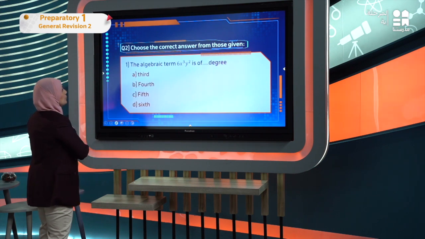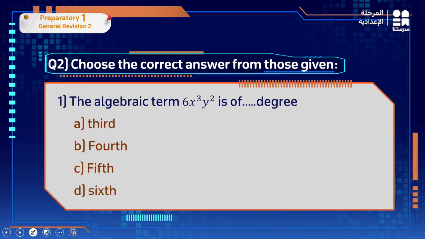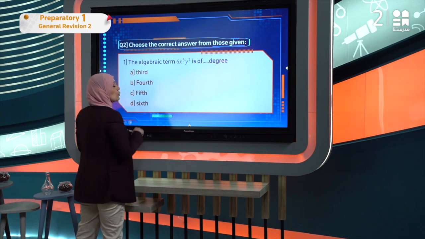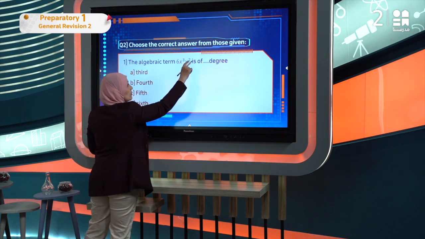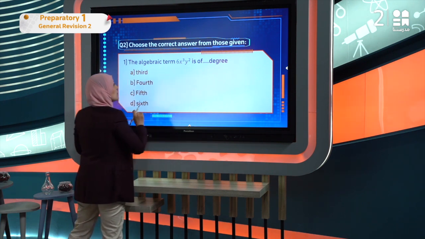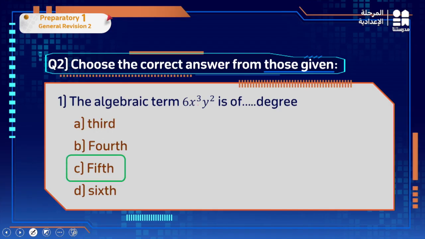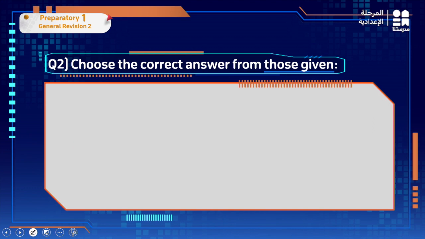Question 2. Choose the correct answer from those given. The algebraic term 6x to the power of 3 y to the power of 2 is of degree what? Here we have multiplication, so we have to add 3 and 2. 3 plus 2 is 5, so it is of the 5th degree. The correct answer is C.